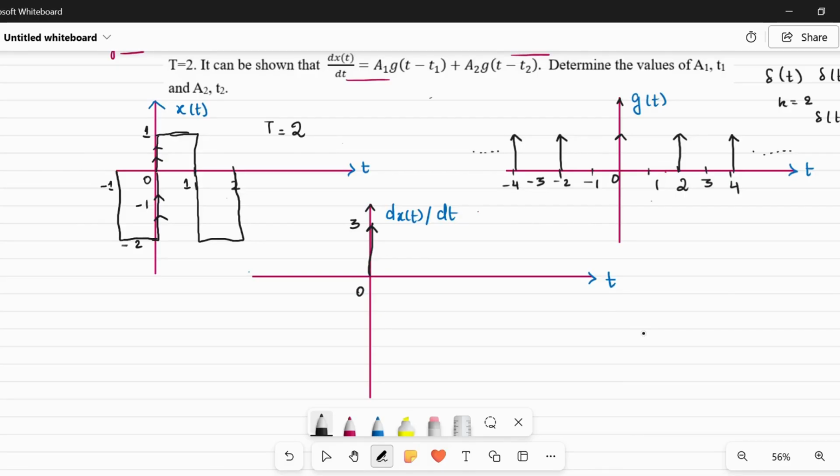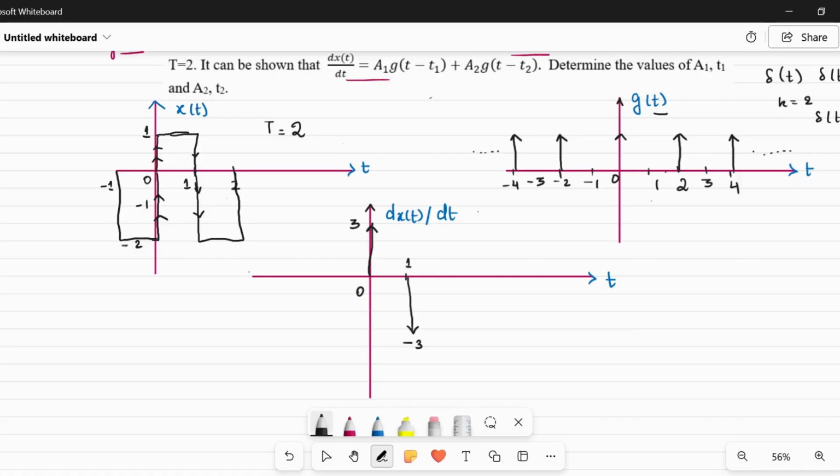And then right at 1, the discontinuity will be minus 3 because it goes downwards. So we'll plot minus 3 here. Now this is our signal dx of t divided by dt. Now we have to get this expression, and by getting this expression we should find out what a1 and a2 are.